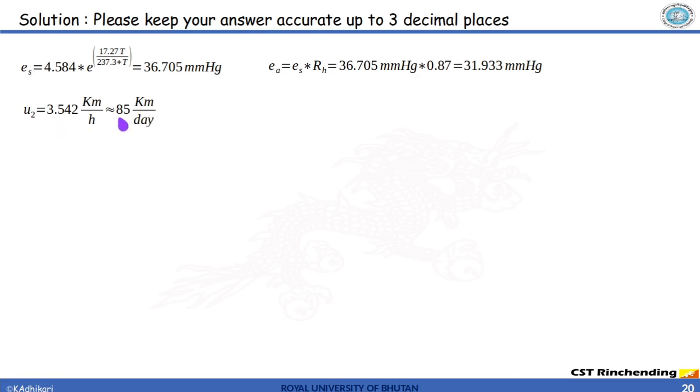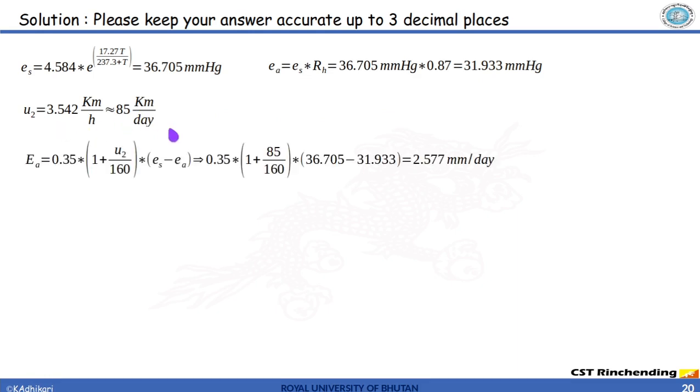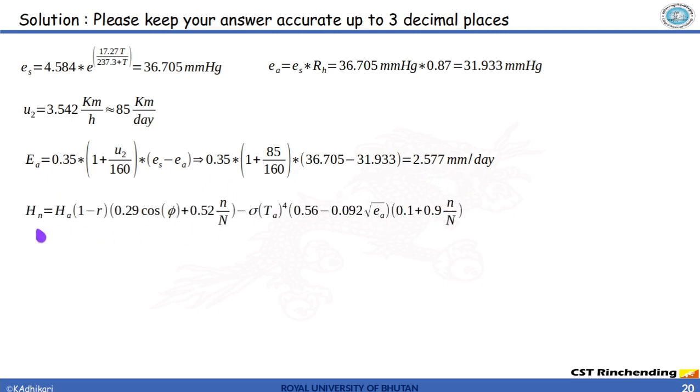It's almost equal to 85. With this, let's calculate the EA. It's a parameter that also considers the velocity and the vapor pressure deficit. So after substituting the value, we are going to get 2.577 mm per day. Likewise, we can calculate the value of Hn.